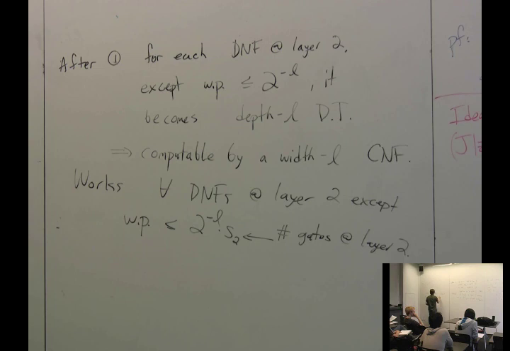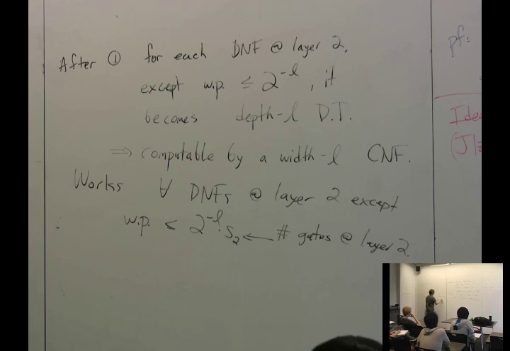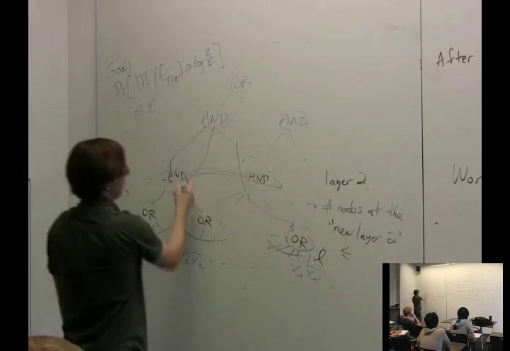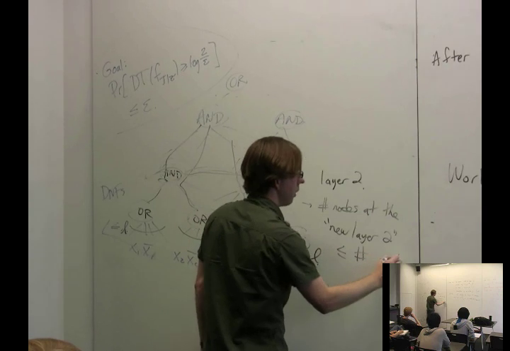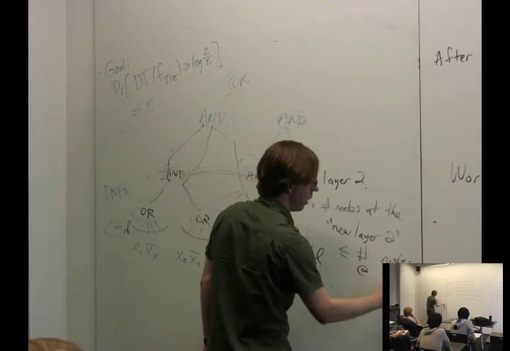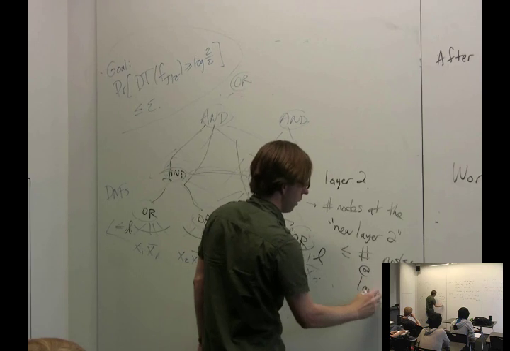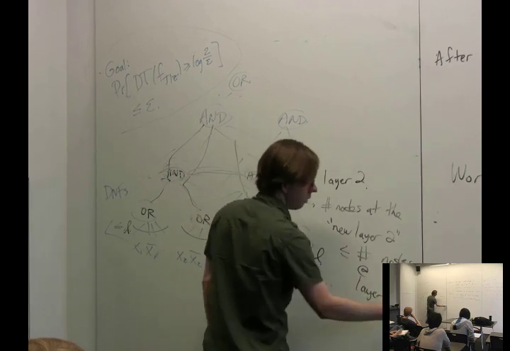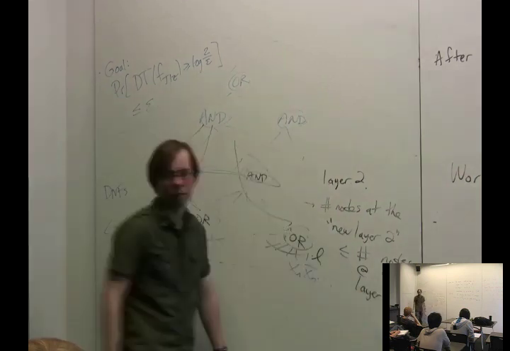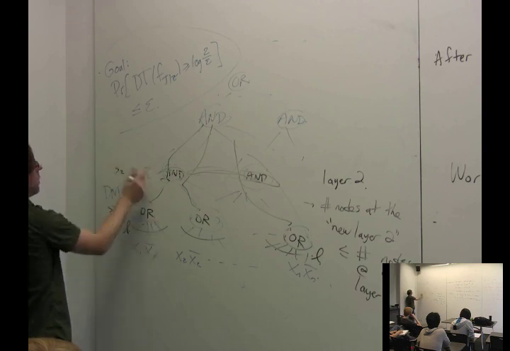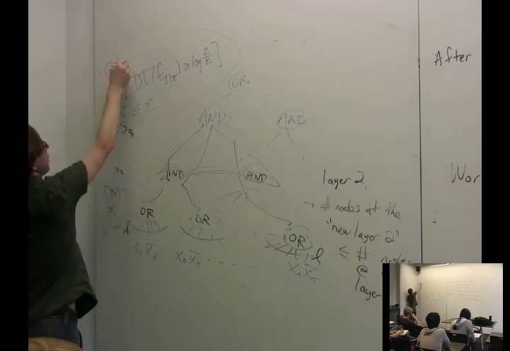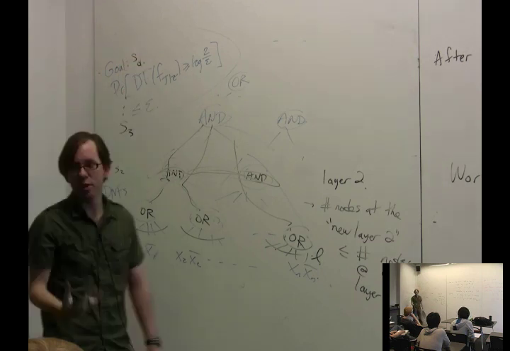And the number of nodes at the new layer 2 is at most the number of nodes at the original layer 3, which we might call S3. Let's say in the original circuit you had S1 nodes at layer 1, S2 nodes at layer 2, S3 nodes at layer 3, up to, I don't know, SD nodes. SD is 1 at the top.